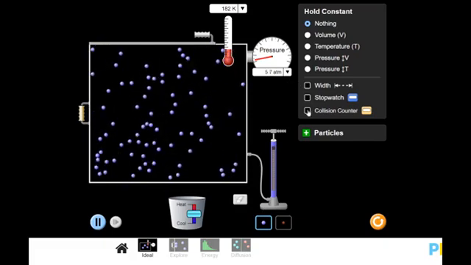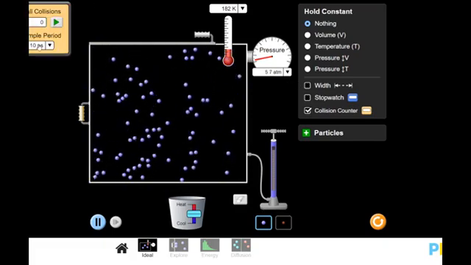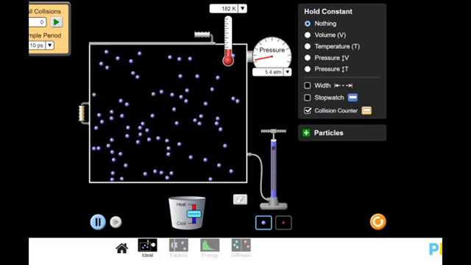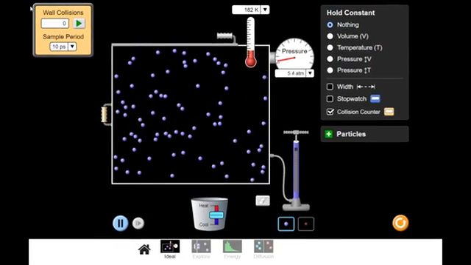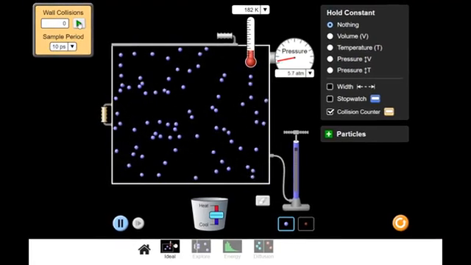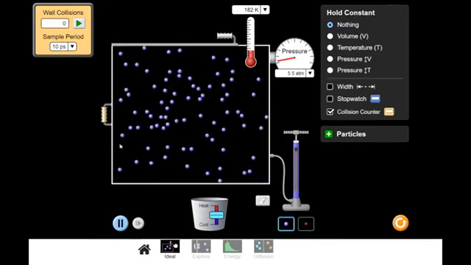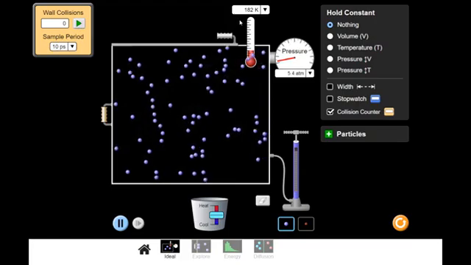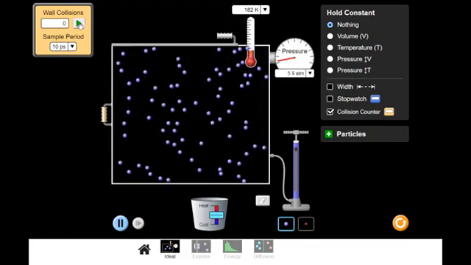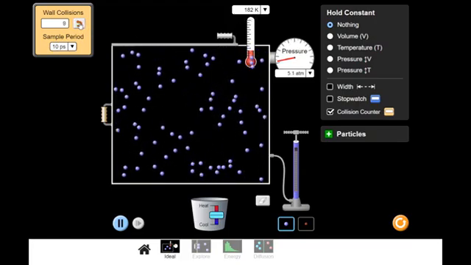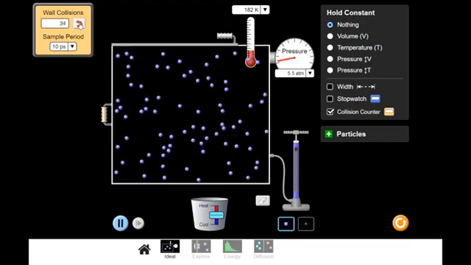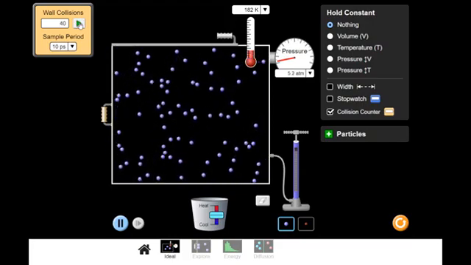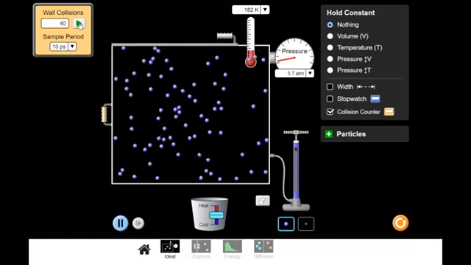What I can also do is look at this collision counter. It's going to count how many collisions there are on the walls of the container in 10 picoseconds. So let's do it at this 182 Kelvin. When it's pretty cold, we'll start this. And there we go, we're at 40 wall collisions.